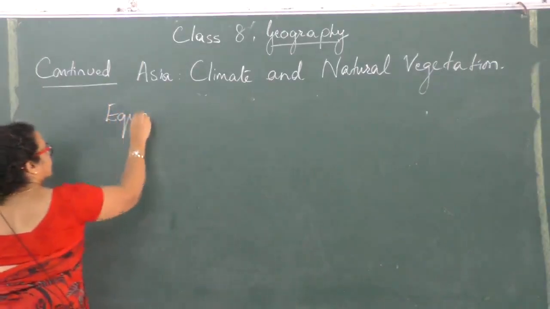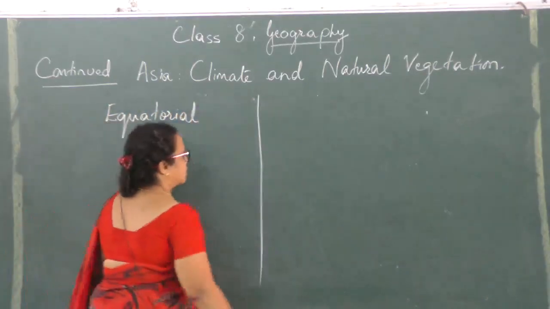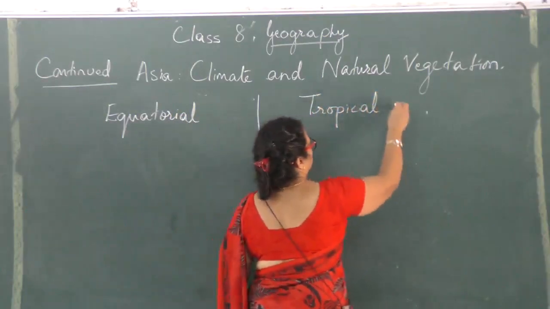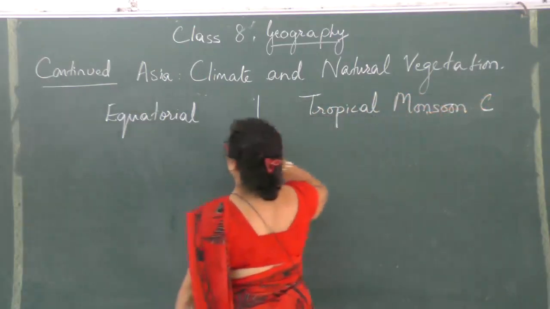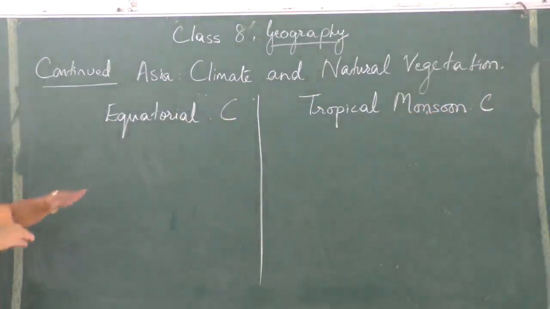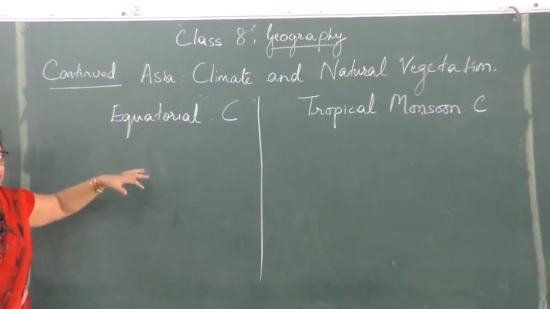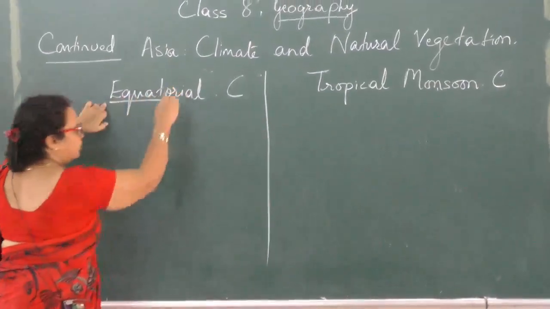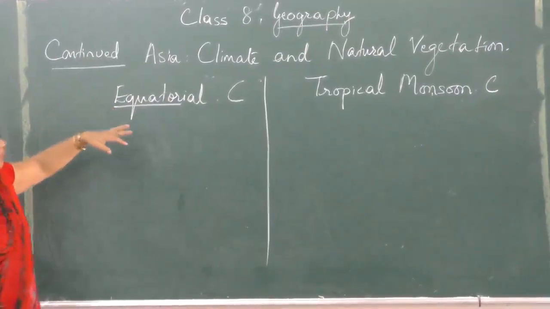We take equatorial type of climate and tropical type of climate. Tropical monsoon we will call it. Equatorial climate, tropical monsoon climate. Clear? We are studying both these types of climatic conditions together. First of all, the location of the place. Equatorial means the places will be close to the equator, near the equator, on the equator.